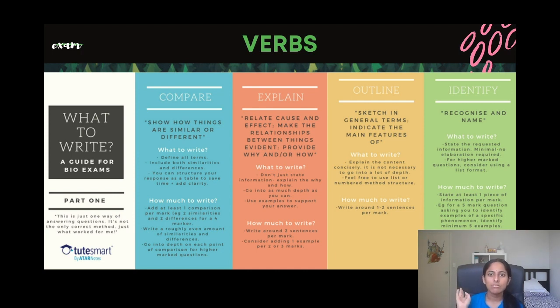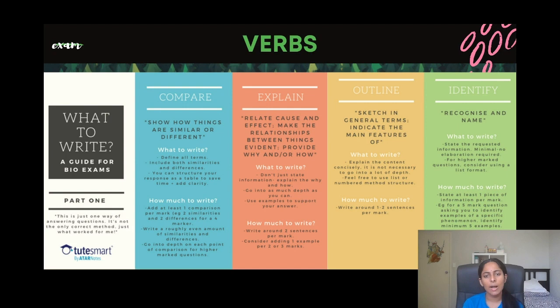Outline is pretty much identifying something, but then also just sketching what the main features are. For example, if they ask you to outline the function of a ribosome, I'll say: the ribosome is located in the rough endoplasmic reticulum, and it helps to synthesize proteins. So that's what you would write for an outline question. Probably around 1 to 2 sentences per mark would be ideal.